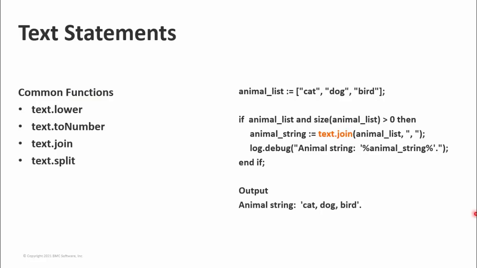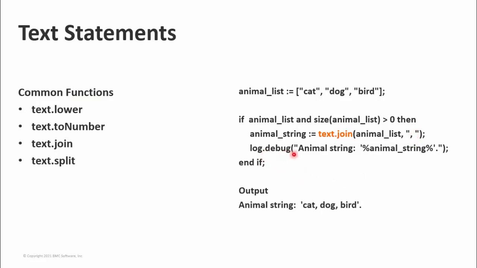on the right. So here on the right, we have the animal list, which is cat, dog, bird, and we check to make sure we have a valid animal list with the if statement. And then we say that animal string equals text.join of the animal list and a comma. So the comma means that we're going to use the comma. There's actually a space after this comma. So comma space will be put between each item in the list.